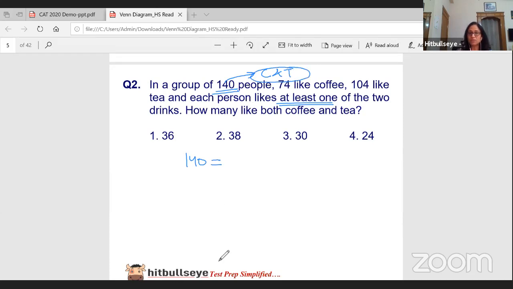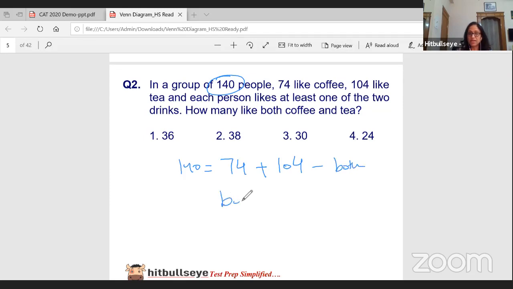So your question becomes 140 is given as the union, 74 like coffee, 104 like tea, and both is missing in my question. So obviously, what is the answer of this both? It is going to be 74 plus 104 minus 140, which is simply 38, telling me that second option is the right answer. Is that clear to all of you? And I hope it's now clear to you that under such questions, when only the word 'both' is missing, formula will always prove to be very fast, right?